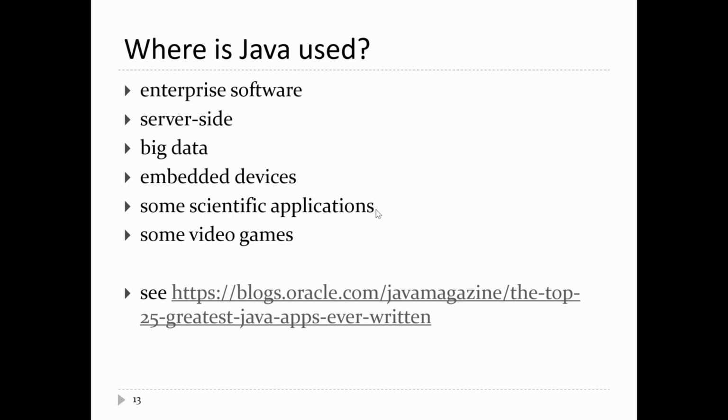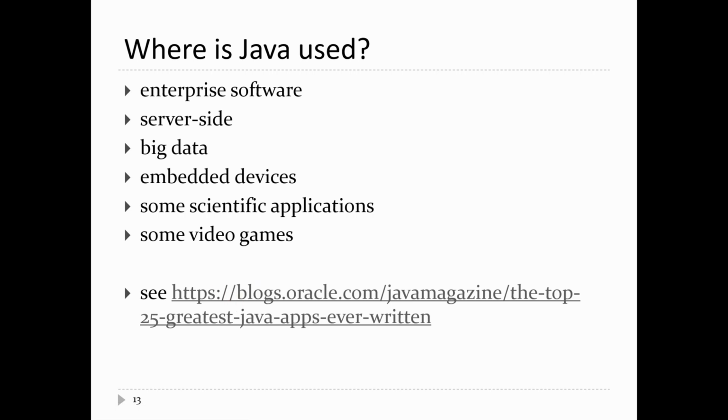Some scientific applications do use Java. In particular, NASA, oddly enough, is a fairly large user of Java. And some video games are written in Java. So the first version of Minecraft was written in Java. When Microsoft bought it, they turned it over to C# or C++ or something. But there are some video games that are written in Java. Most of them are indie video games. They're not the big AAA video games. Those are probably written in C or C++.